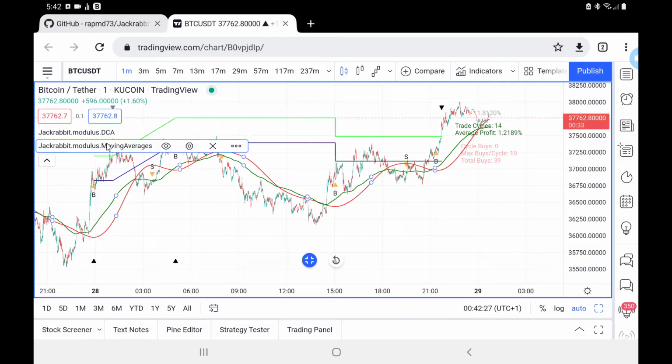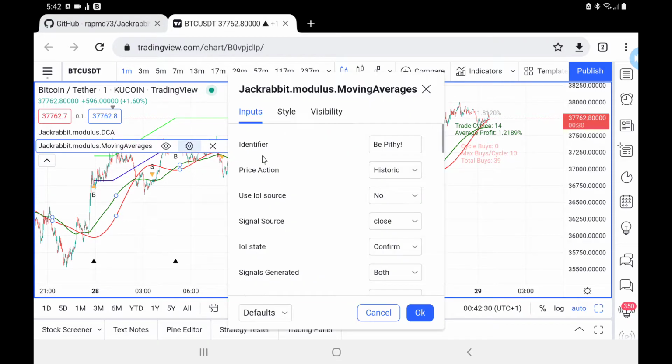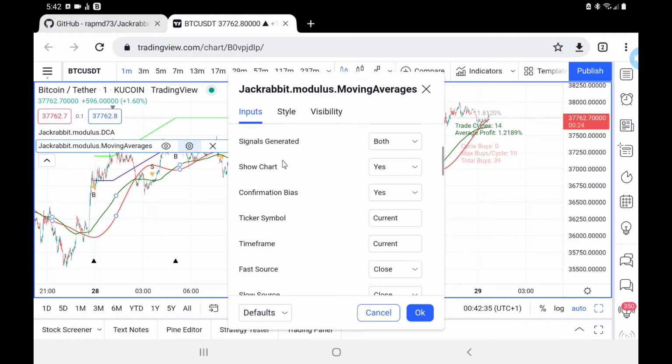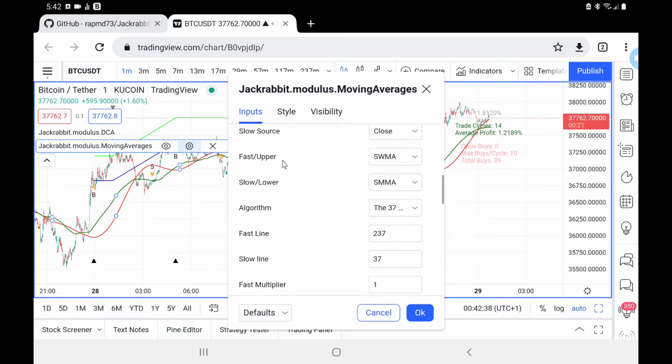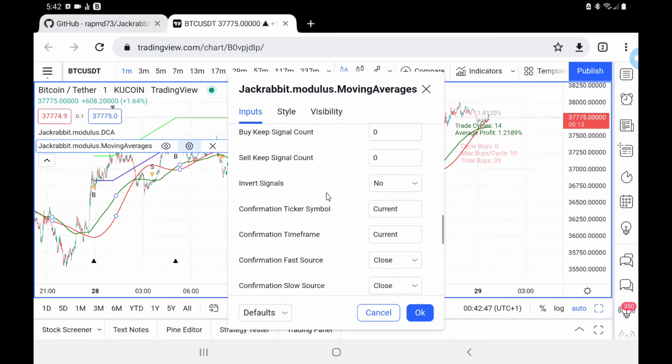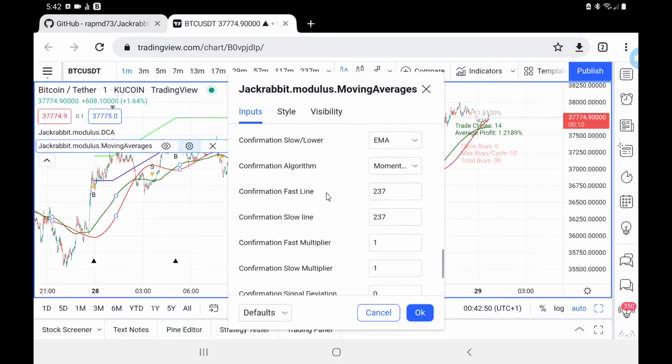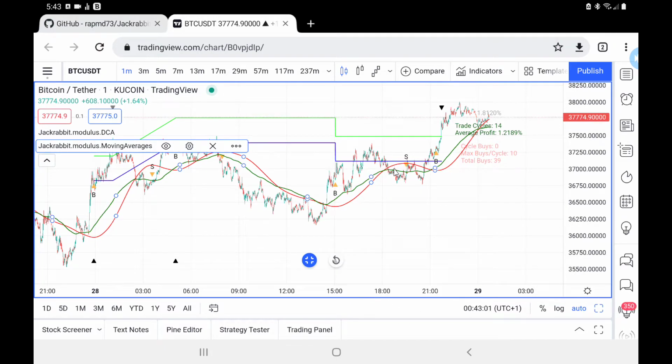Now the moving averages. This is actually a compound moving average with confirmation. I'm using a 37 rule and a momentum. Now I have the momentum inverted, so all it can do and all it is allowed to do is purchase above the momentum line. Very simple. This is the base algorithm.